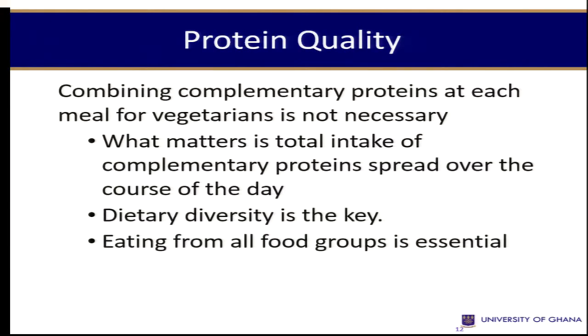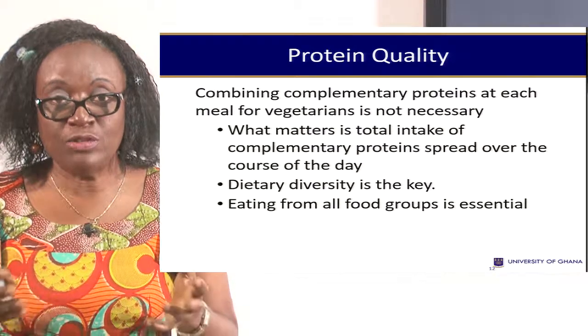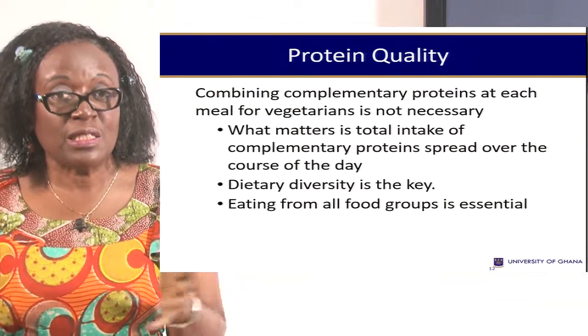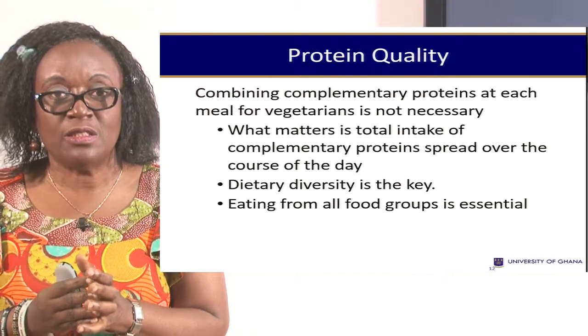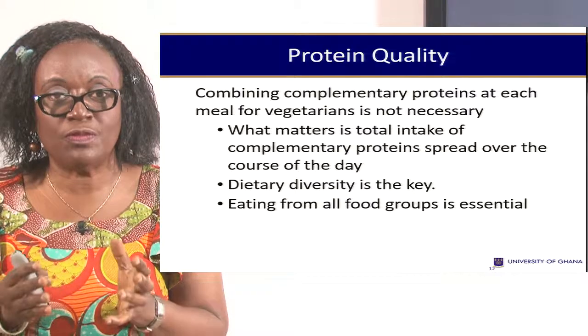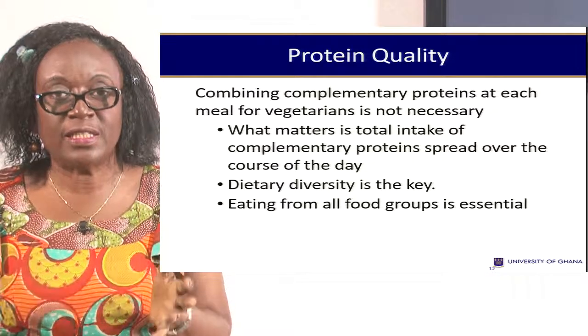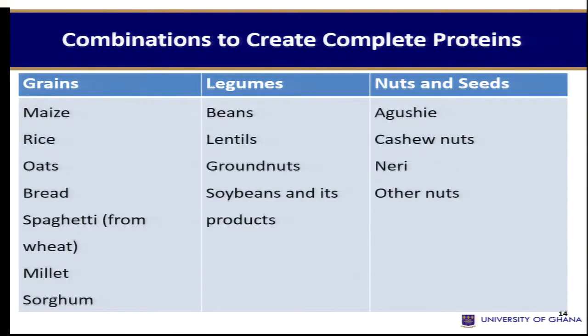So combining foods from various groups will add diversity. And as we increase diversity in our food, what it means is that we are also getting other nutrients that otherwise will not be in one particular food. So it is not just protein quality, but improving the total quality of the diet. So diversification, having a lot of food groups together, eating from different sources is the key to obtaining quality diet and quality protein.